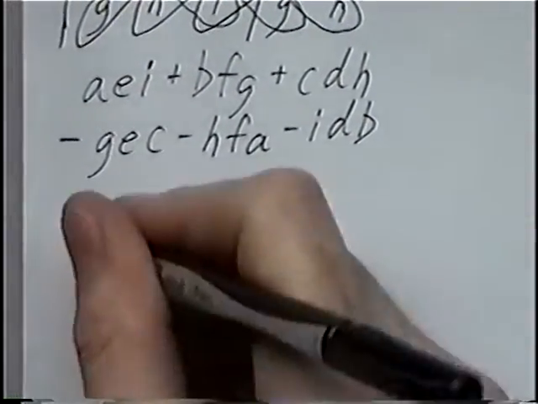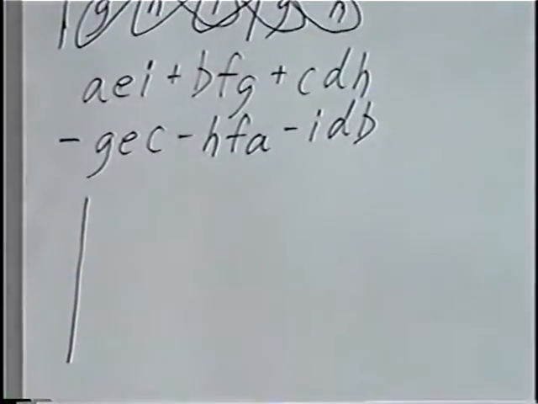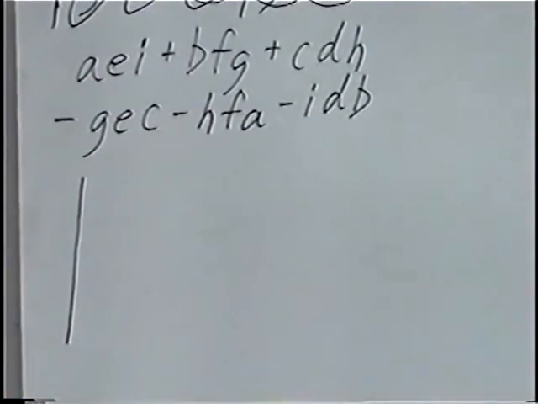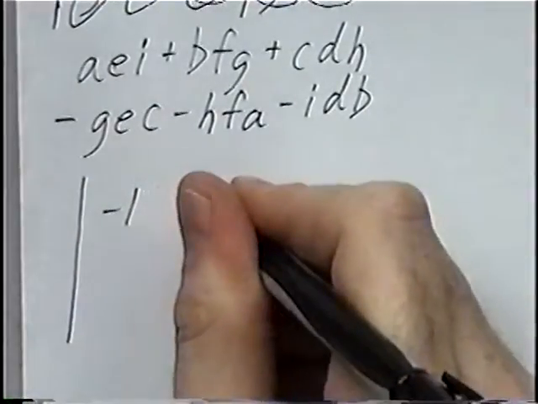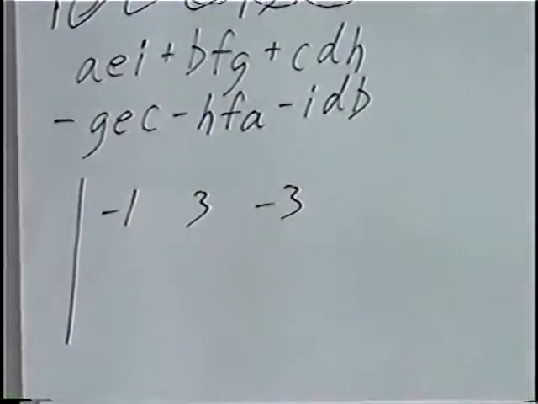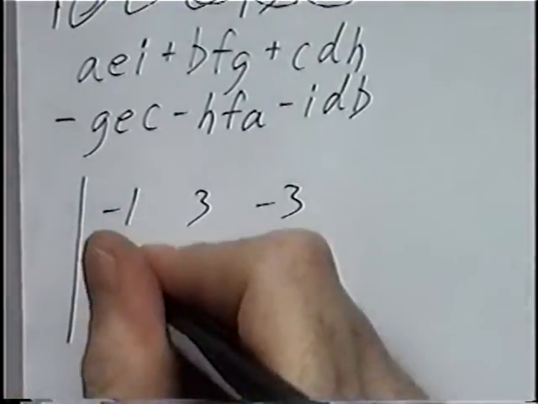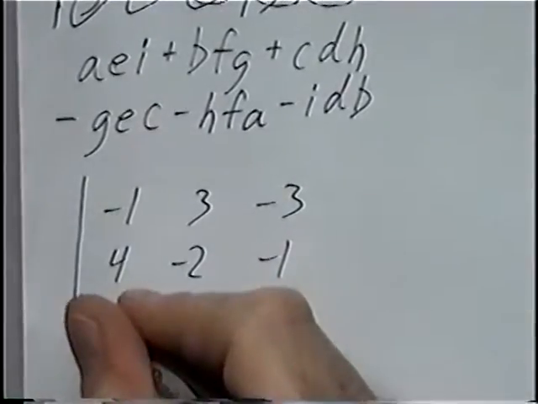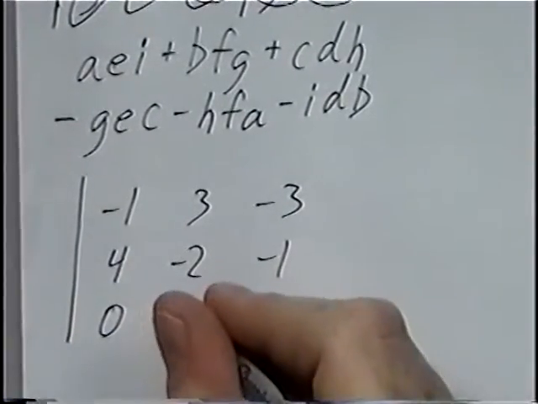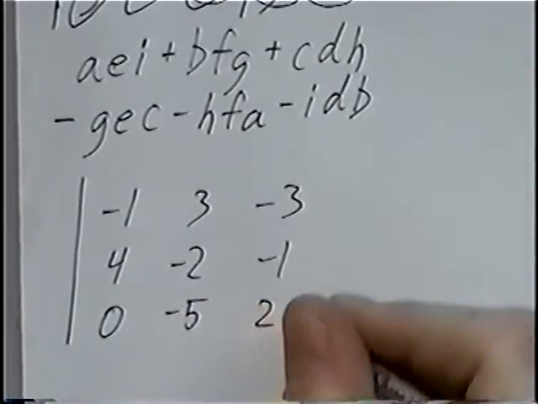First problem for the section. Draw the 3 by 3 matrix. The first row will have -1, 3, and -3. The second row will have 4, -2, and -1. And the last row will have 0, -5, and 2.